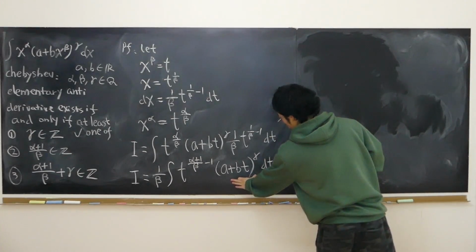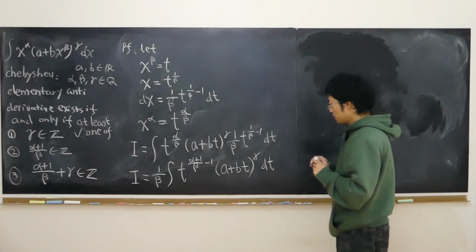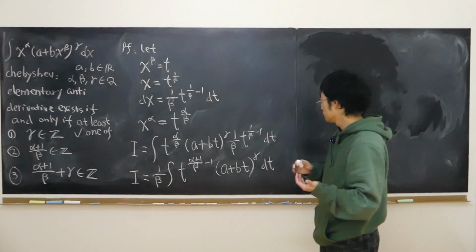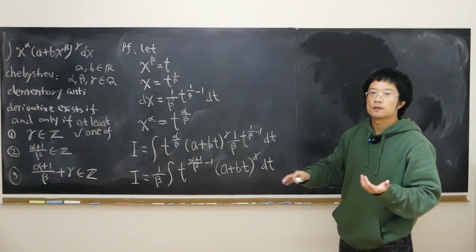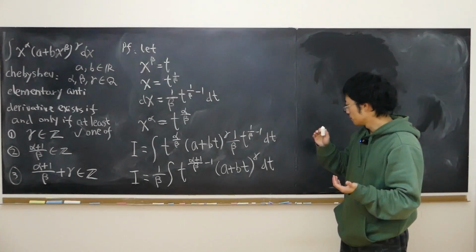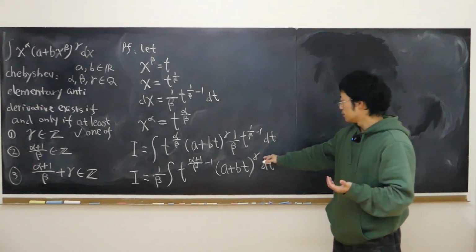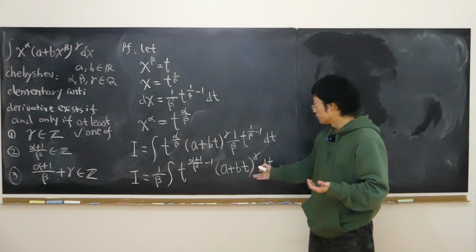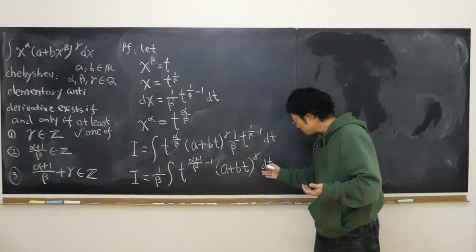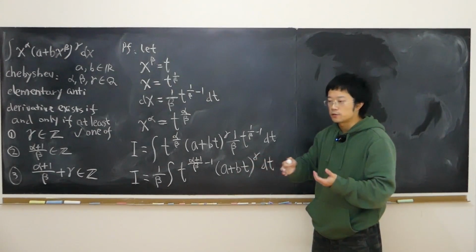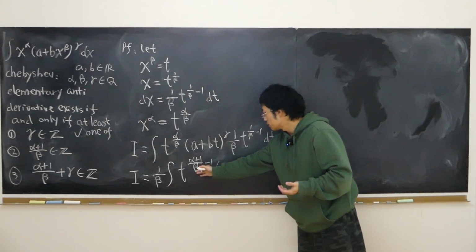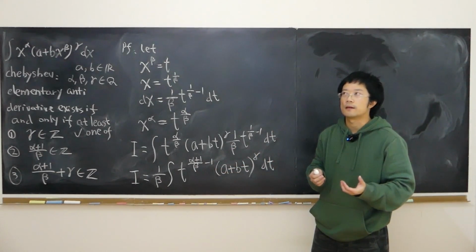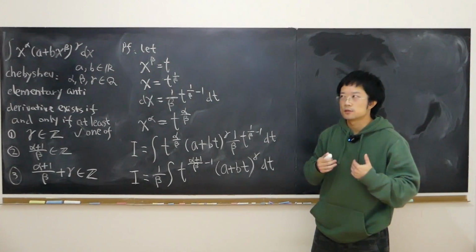And let's look at this term. In this case, we do not assume the precise value of gamma. So gamma could be an integer, or it could be a rational. If it's an integer, fine, whether it's negative or positive. If it's positive, then it's going to be a polynomial. If it's negative, then it's going to be a rational function. Whether it's a polynomial or rational function doesn't matter. If you multiply that with this, it's going to again become a polynomial or a rational function.